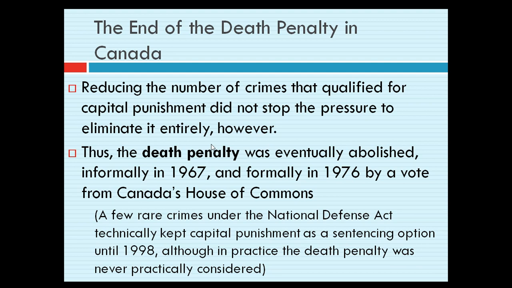Now, one final side point I should mention about its abolition. The formal abolition occurs for domestic law in 1976, but I mentioned that there was also the ability for the military, through its own court system, because it's got a separate court system, to use the death penalty. The National Defense Act, which deals with military courts, technically had capital punishment as a sentencing option for things like treason up until 1998.